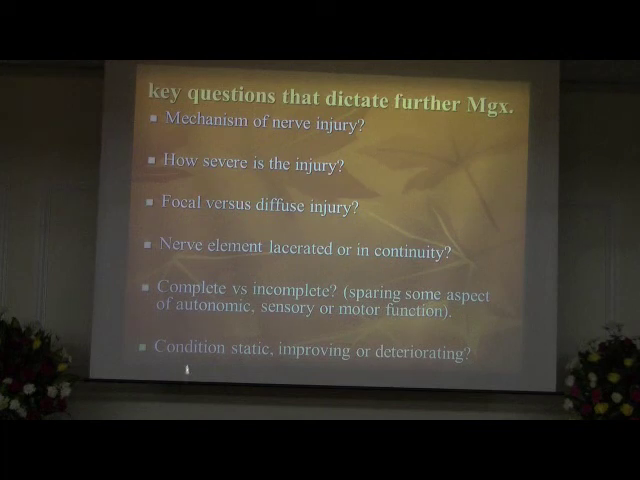And then finally, you need to assess the progression. Is it static, is it improving, or deteriorating? Deterioration in peripheral nerve injury is very rare, but usually results from hematoma, compartment syndrome, or pseudoaneurysm, because sometimes there is a combination of vascular as well as nerve injury.